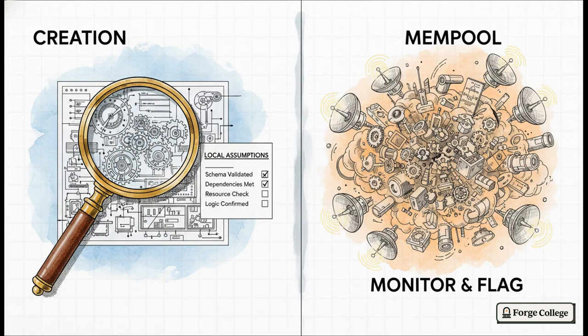Right at creation, you absolutely must verify your local assumptions before broadcasting anything to the network. Ask yourself, do the UTXO inputs you want to spend actually still exist? Is your account nonce truly the next sequential value?